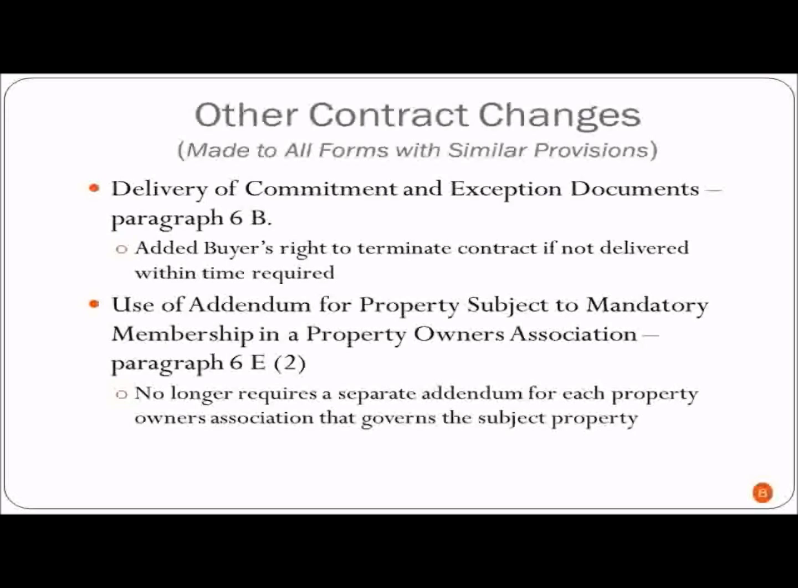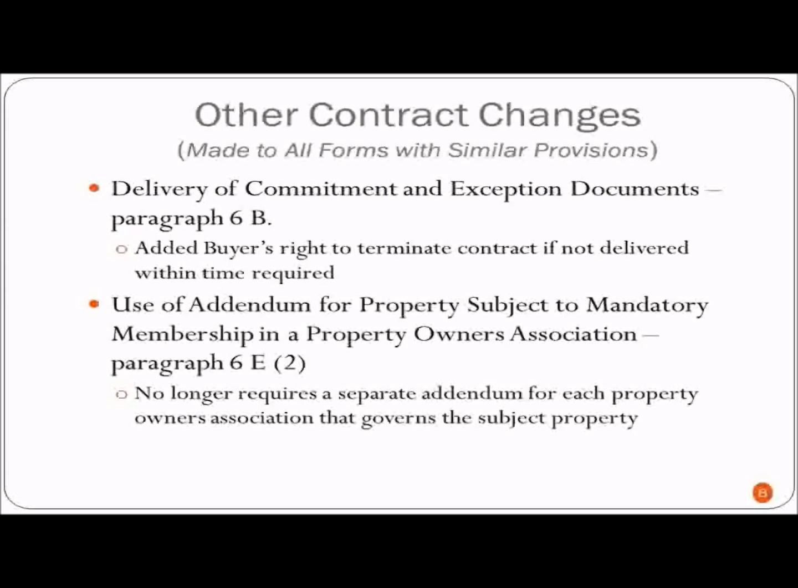We added a sentence, the last sentence under paragraph 6B. It says, if due to factors beyond seller's control, the commitment and exception documents are not delivered within the time required, buyer may terminate the contract and the earnest money refunded to buyer. So the buyer isn't just left in limbo. We added that provision. We also changed back to the Property Owners Association under paragraph 6E2.